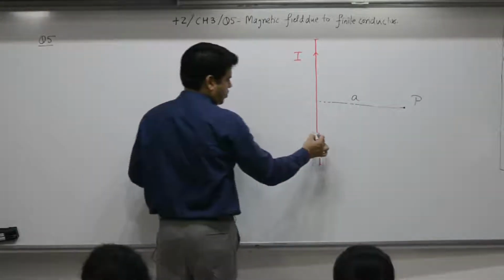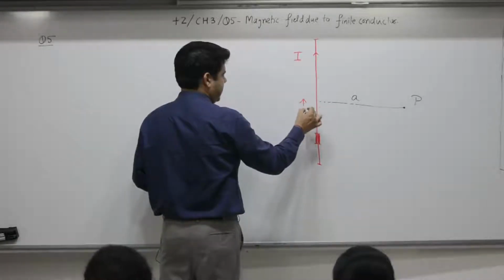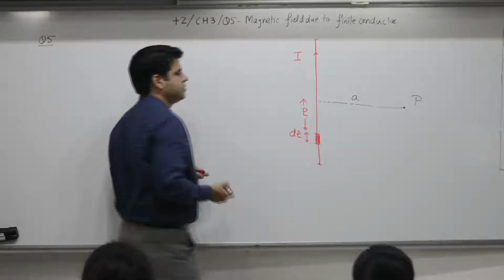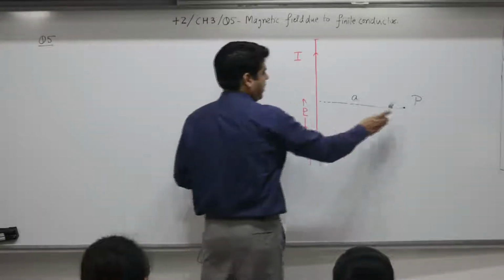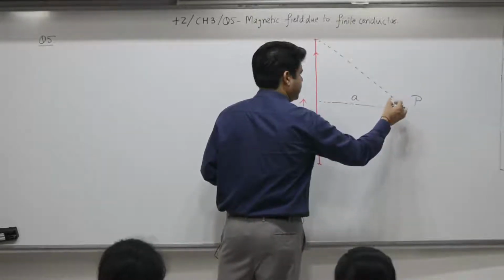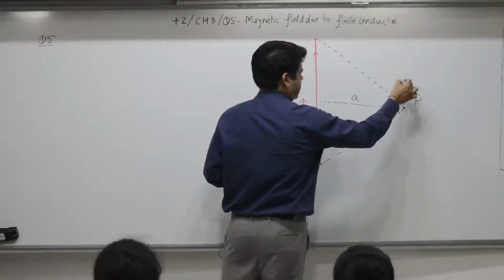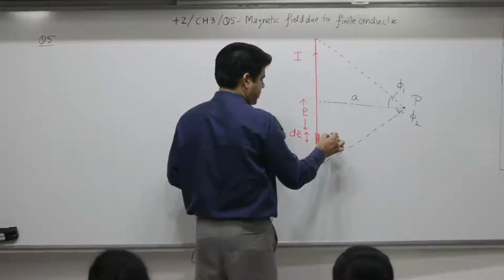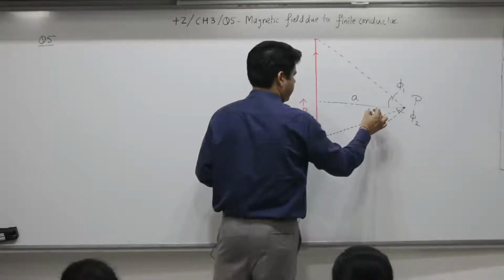So let this length be L, and this small length is how much? DL. You have to find out the magnetic field at P. Let me mark it. This angle is how much? Yes, phi 1. This angle is how much? Phi 2. And from this point, when you draw it like this, the angle is phi.